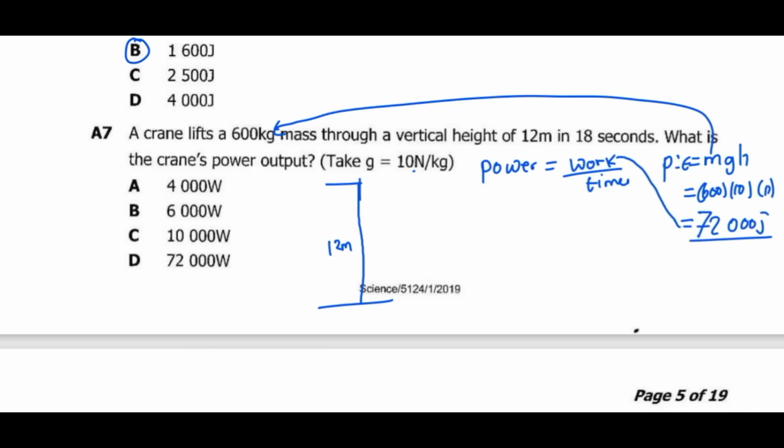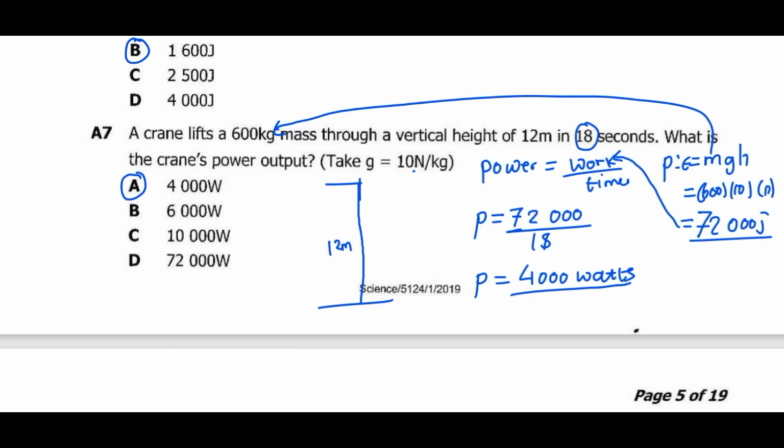So whenever you are given a vertical height and a certain mass, and you want to answer a question that requires you to find work done, remember to find the potential energy. So power is equal to 72,000 over the time, which is given as 18 seconds. So we divide by 18, and we are getting 4,000 watts. So remember, power is given in watts, and power is defined as the rate at which work is done.